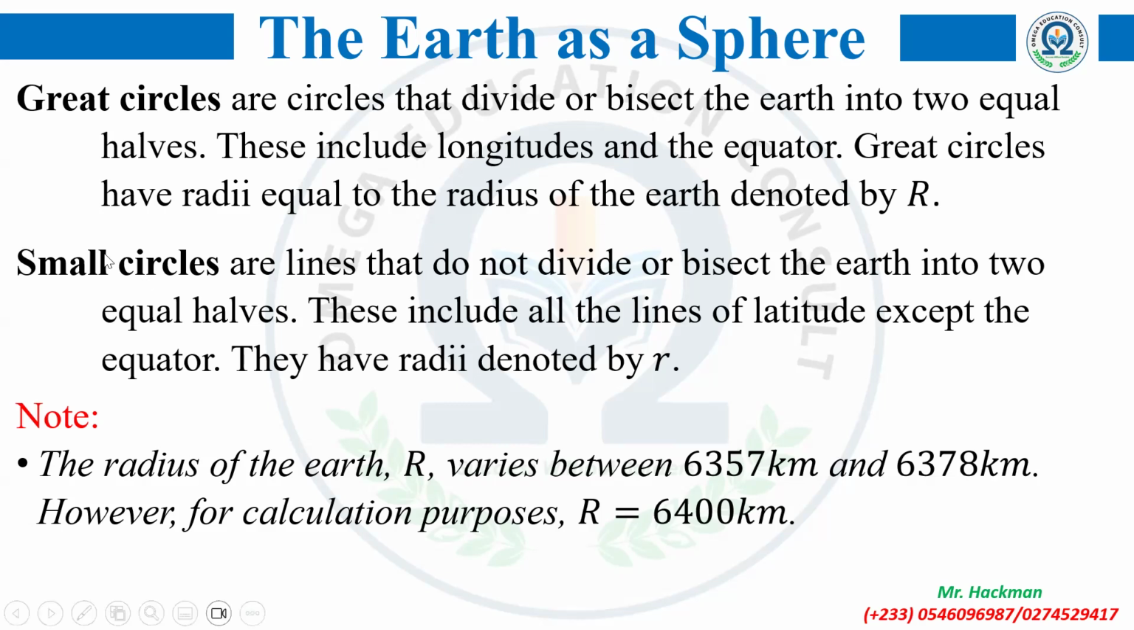And small circle. If your circle is not a great circle, then obviously it becomes a small circle. So a small circle will be the opposite of that of a great circle. Any circle that does not divide your earth, your globe, into two equal halves is regarded as a small circle. So please take note.